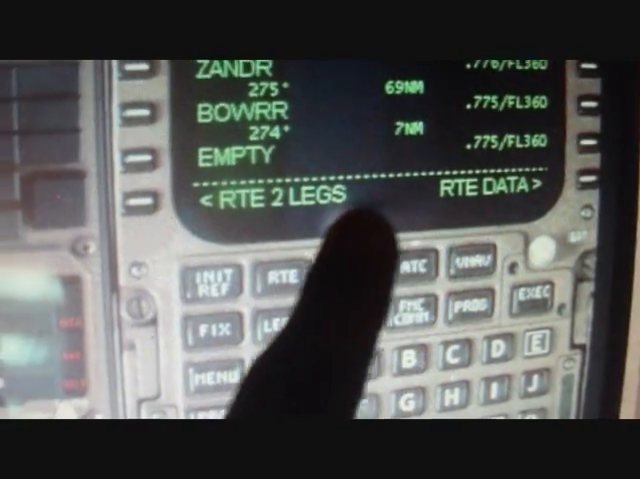Over here are the various pages that you can choose. And of course, here's the letters and numbers that you can type in over here in what's known as the scratch pad.